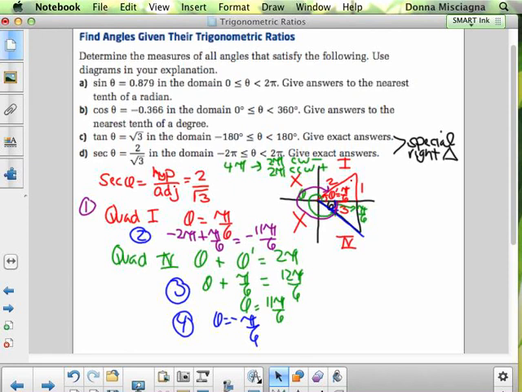So that's the end of these problems. And so if you have a decimal, you're going to use the calculator, and you're going to use reference angles to help you find your other angle. You'll have 2 answers for all of these, unless, of course, your domain is 4 pi, in which case you have 4 answers. And if you don't have decimal approximations, but your ratios are exact values, then you're going to use your special right triangles.